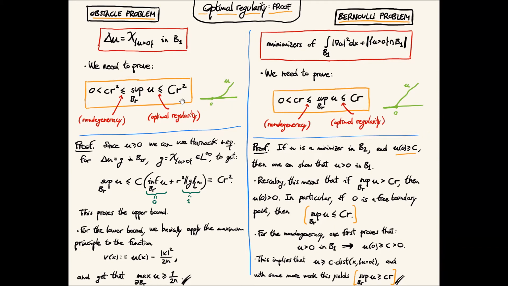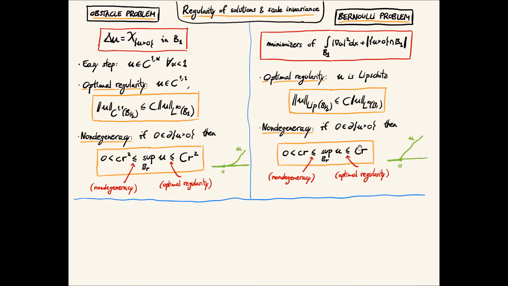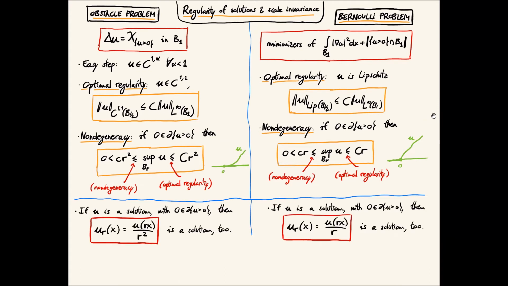So this is the optimal regularity and non-degeneracy. Once you have this upper bound, the Lipschitz estimate is easy just by interior estimates, and the same happens here. So this and this follow from these upper bounds. Why is this so useful? Why are these two bounds, the optimal regularity and the non-degeneracy, so useful?